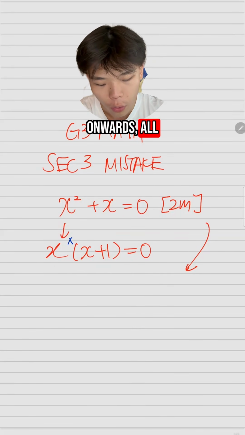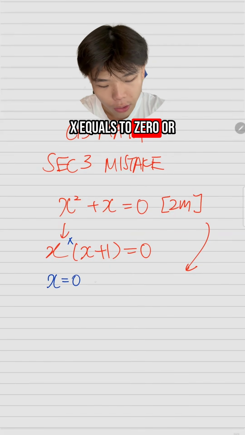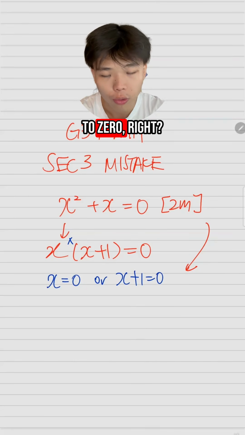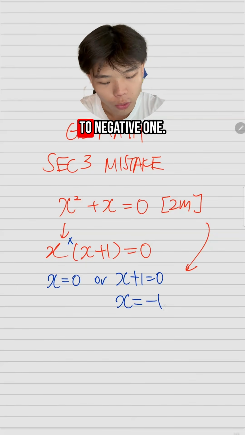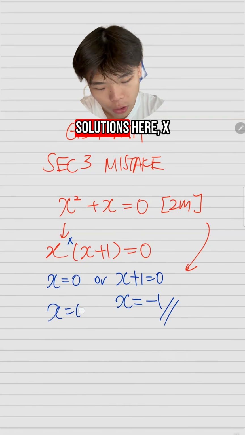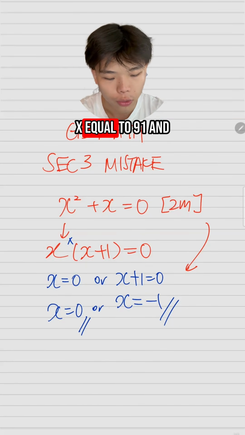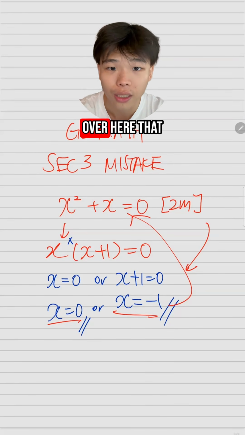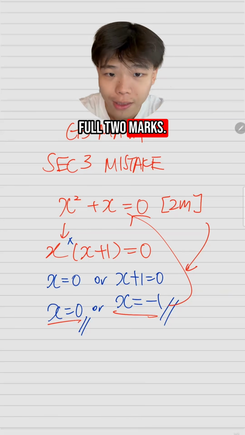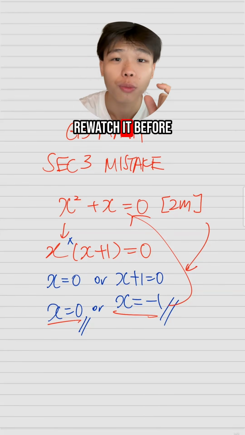So from here onwards, all we got to do is to just write x equals to 0 or x plus 1 equals to 0, right? We don't know which one is 0, so we'll say either one is 0, and we end up with x equals to -1. So you see that we have two solutions here, x equals to 0 or x equals to -1, and therefore there are two solutions to this very classic question over here that will give you the full 2 marks. So make sure you save this video and rewatch it before your WA1.